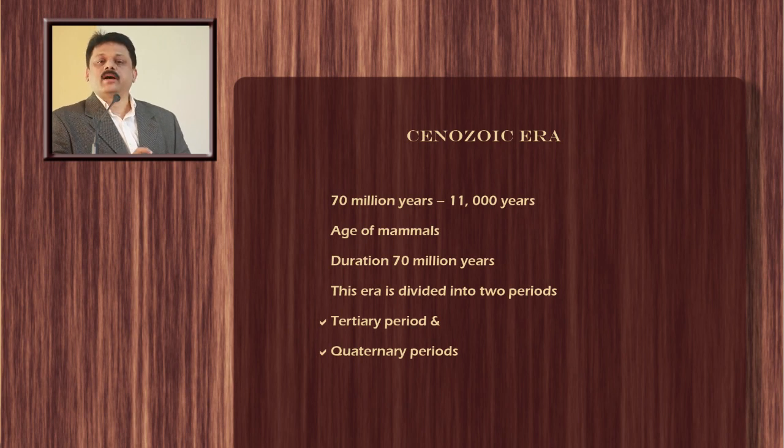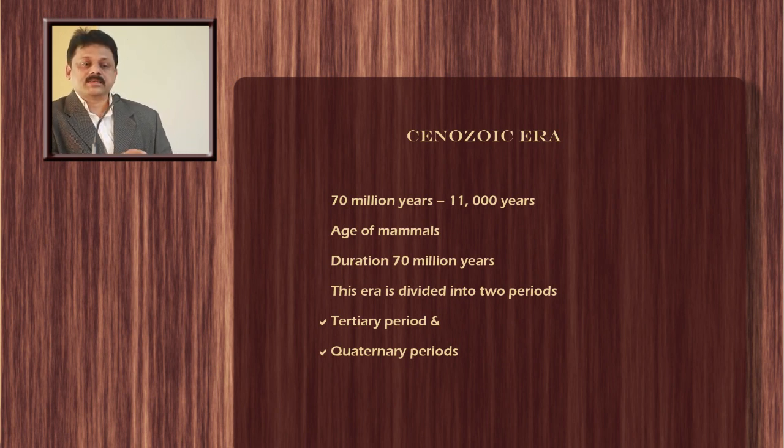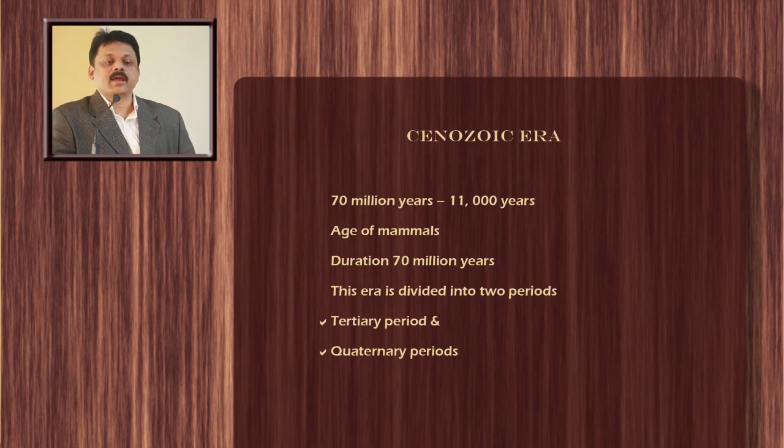The Cenozoic era is also referred to as the age of mammals, and it has a duration between 70 million years before present until 11,000 years before present. That is the duration of the Cenozoic era. And the Cenozoic era is further divided into two periods, the Tertiary period and the Quaternary period. Those are the two periods of the Cenozoic era.